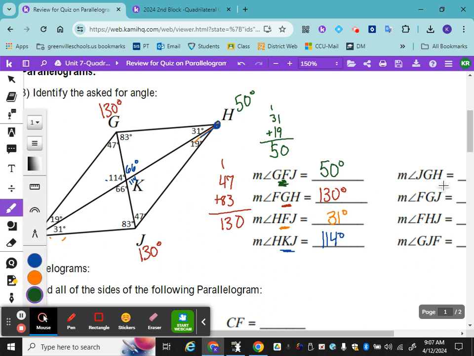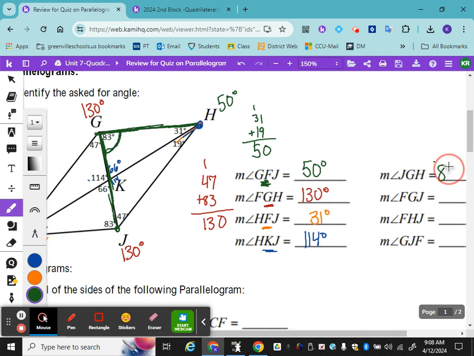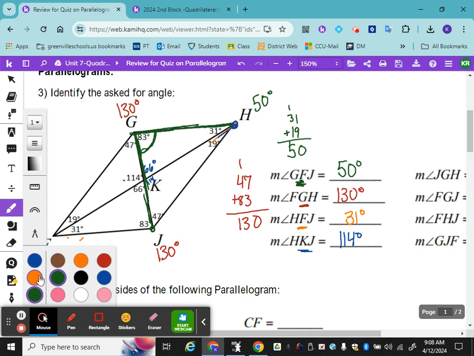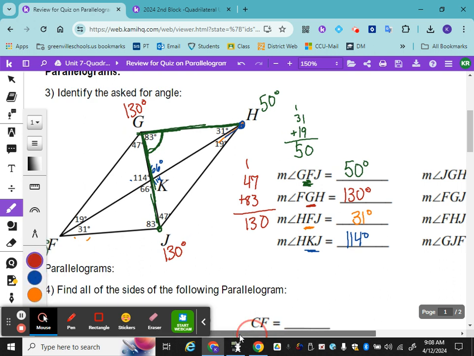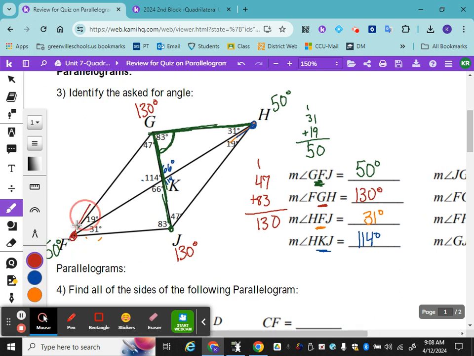All right. J, G, H. There, 83. This one's really not having any math. It's just making sure you know where your angles are. F, G, J. F to G to J. Right here, 47.